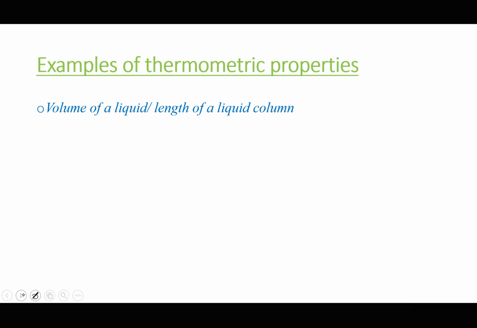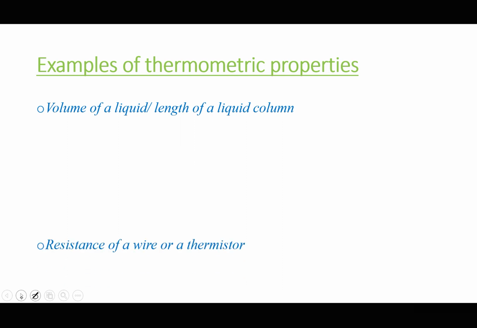Alcohol also expands when the temperatures increase. So alcohol can also be used to come up with a temperature scale or to come up with a thermometer, to be specific. So the volume of a liquid changes with the temperature. So we can consider it to be a thermometric property.